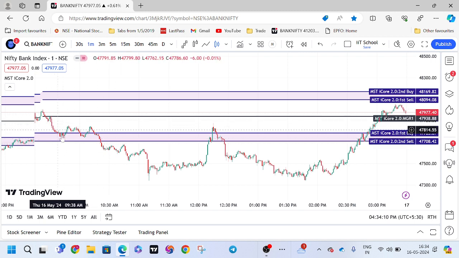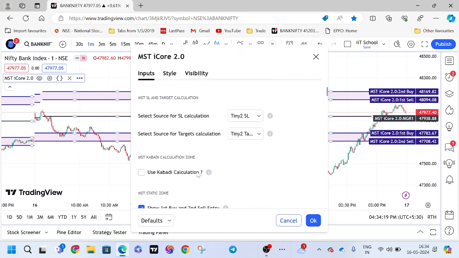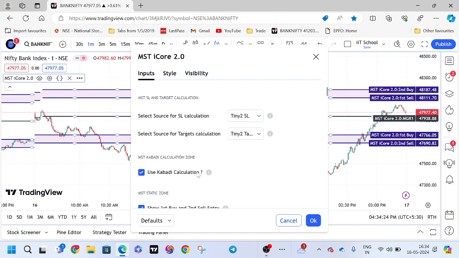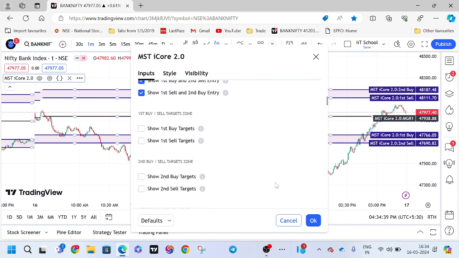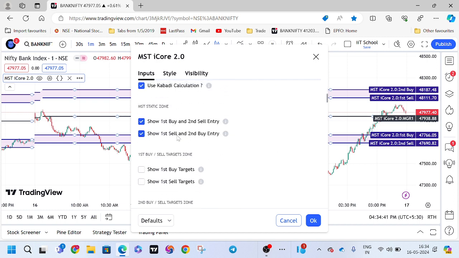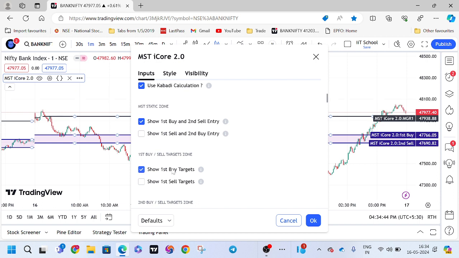Since if you look at the previous trend of the market in the morning, it was heavy fall. So what I did today, I just enabled the Kabaddi calculation because of the market condition. What the Kabaddi calculation will do, instead of showing the buy signal or sell signal immediately, it will go little down for the buy signal and it will go little upper side for the sell signal. So now if you see, exactly buy has been triggered. If buy activated, remove the sell. If sell activated, remove the buy.